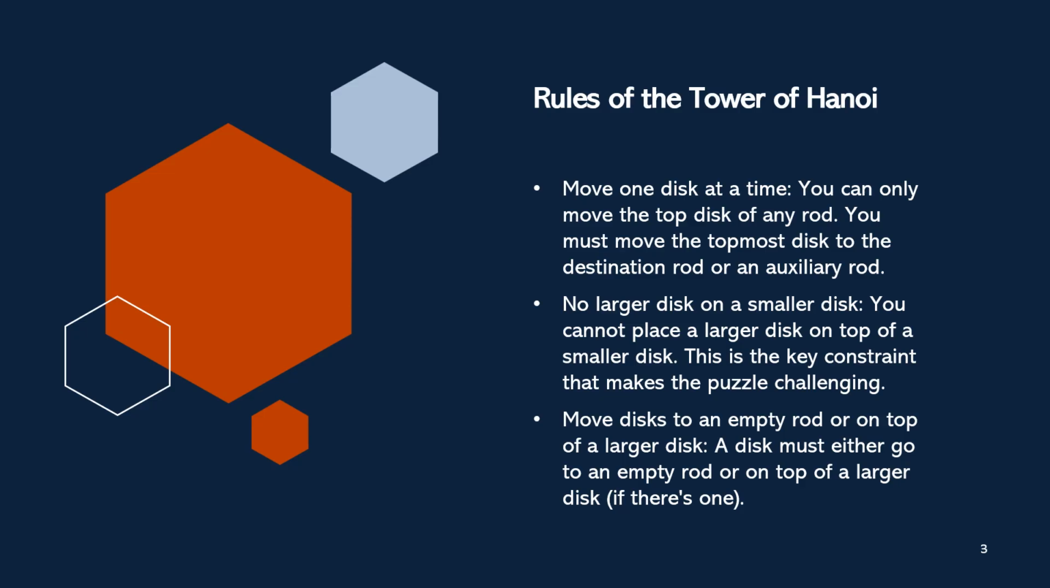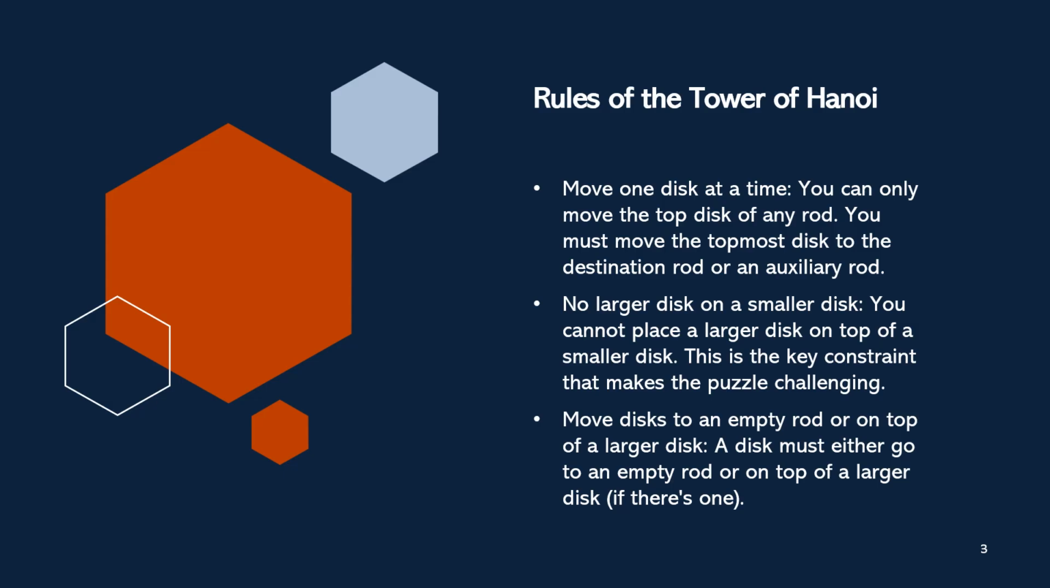Now, let's dive into the rules that guide the Tower of Hanoi puzzle. There are three main rules to keep in mind. First, move one disk at a time. Only the top disk of any rod can be moved to another rod. Second, no larger disk on a smaller disk. A larger disk must never sit atop a smaller one, which is the main constraint that adds complexity.